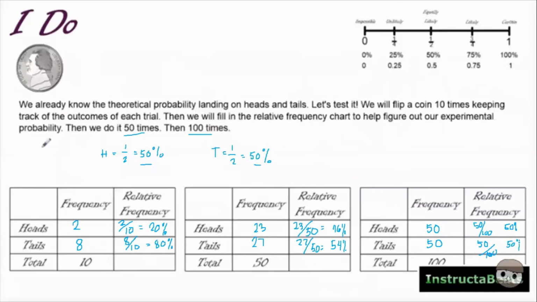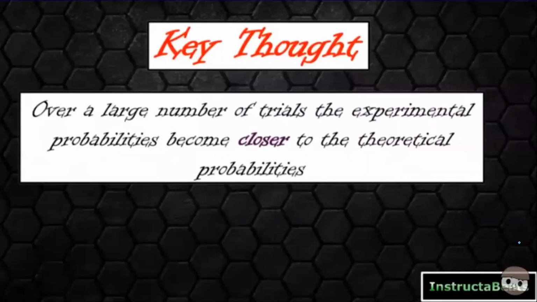What will be our conclusion for this one? For our conclusion, over a large number of trials, the experimental probability becomes closer to theoretical probability. Okay, so remember, put in our mind that, of course, this is just an experiment. Maybe after we do the 100 times, we cannot have the 50%, but if we were going to do 100 times or thousand times or million times, our experiment will be closer to theoretical probability.